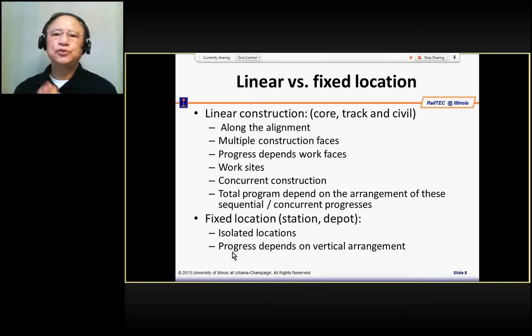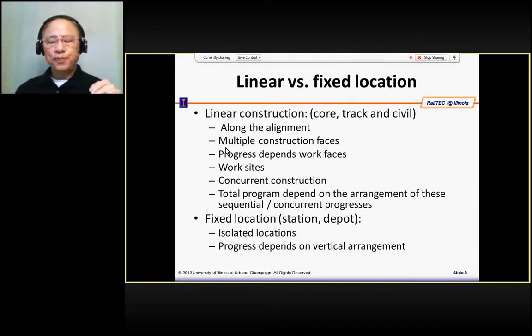Now, let's look at all this infrastructure that needs to be constructed. They also have some differences. Most of them are linear types of construction. They are constructed along the alignment, from point A to point B. They can also be constructed in segments. So you can divide the whole alignment into segments, and you can have different work sites to start construction, and therefore different construction phases.